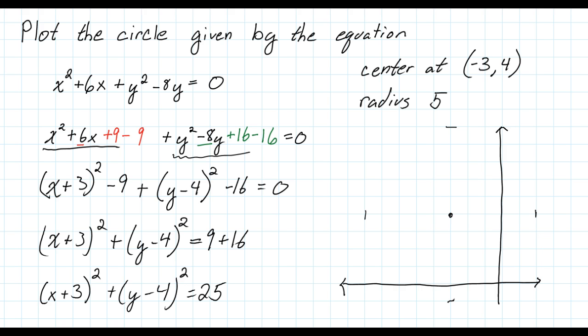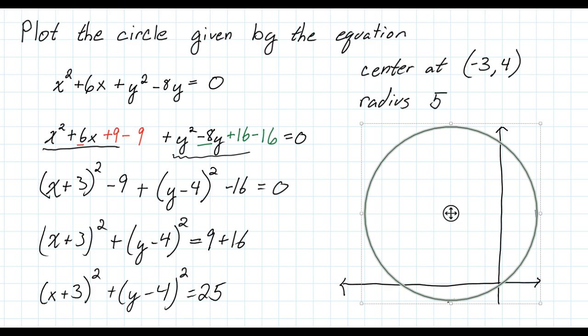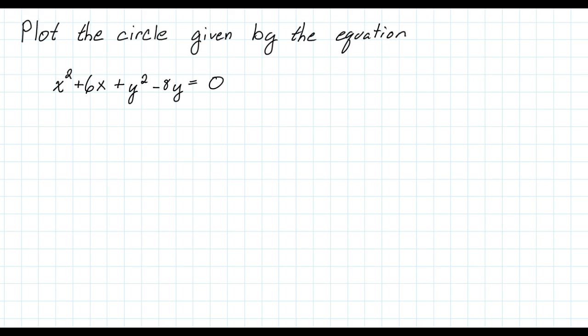Now I'm going to cheat and use a tool to graph my circle because you really don't want to see me try to draw a circle. But this is my circle centered at negative 3, 4 with radius 5. So we're done. So now that we know how to complete the square, let's talk about why you bothered to learn it in the first place.